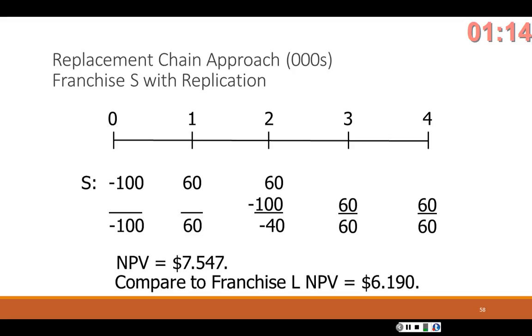So here, we started the project, cost $100, returned $60 for 2 years, and at year 2 we started it again, so it cost $100 and returned $60 for 2 more years. Calculate the net present value of this stream of cash flows, and you get 7.55. When you compare this to the large net present value with 6.19, you see that the small is superior.